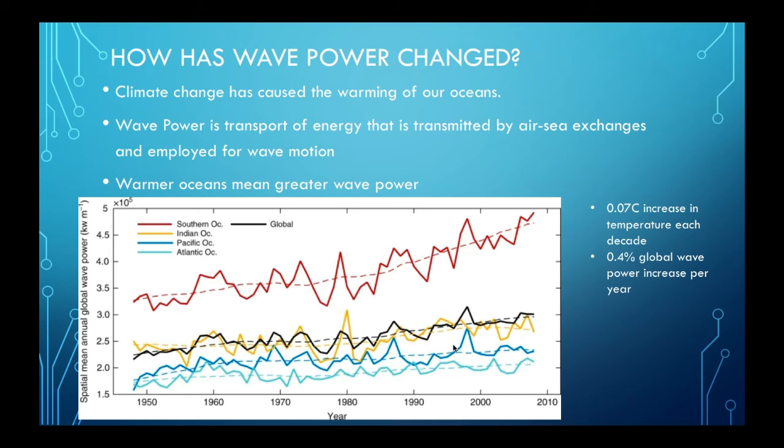And we can also see from this graph that the wave power has increased significantly, especially in the Southern Ocean. It has actually increased by about 0.4% per year since 1948. And with greater wave power, this means that the waves can cause greater erosion, seriously affecting coastal processes.